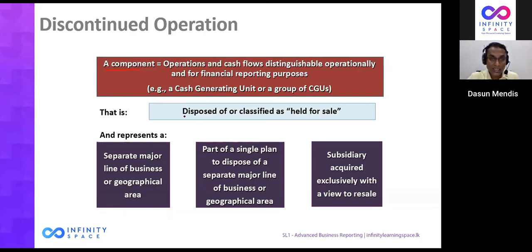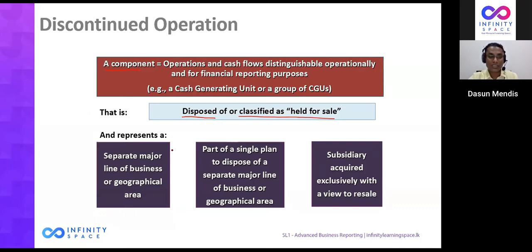The second condition: it is either already disposed of during the year, you sold it during the year, or else classified as held for sale. Not yet disposed, but it has been classified as held for sale. I'm going to dispose of this segment in the near future. Held for sale means you are trying to recover the carrying value of that segment principally through a sales transaction. Either disposed of or classified as held for sale.